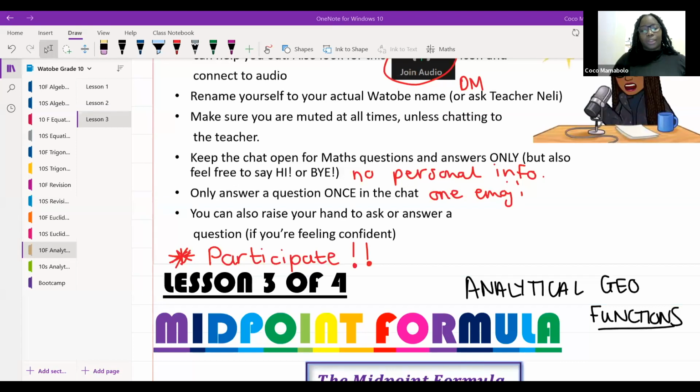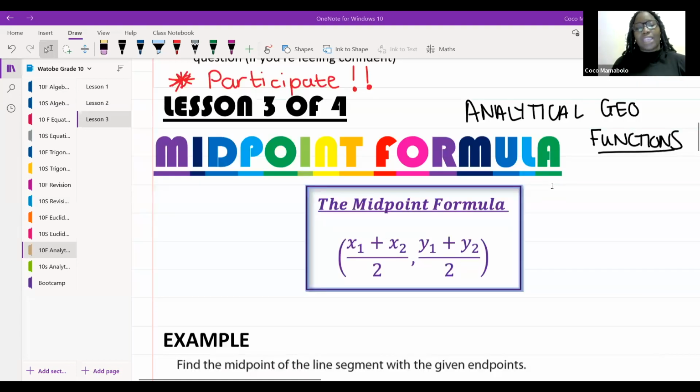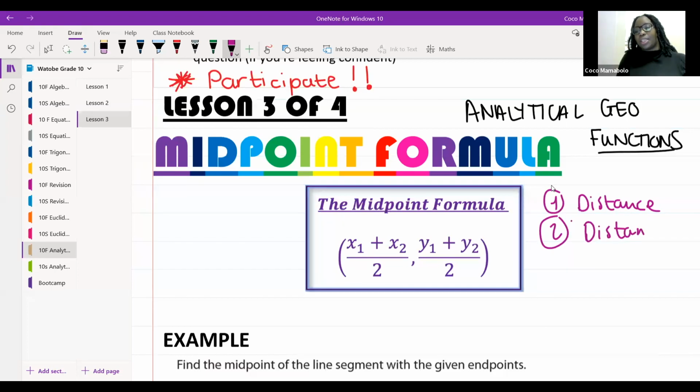All right. Okay. Awesome. Thank you so much. All right. So we're going to jump straight into the midpoint formula, which is something we had looked at in the last lesson. Again, guys, this is lesson 3 of 4. In lesson 1, we tackled distance. We looked at the distance formula. And in lesson 2, we looked at distance formula 2.0. So we looked at how to use the distance formula to find the coordinate instead of the other way around, right?